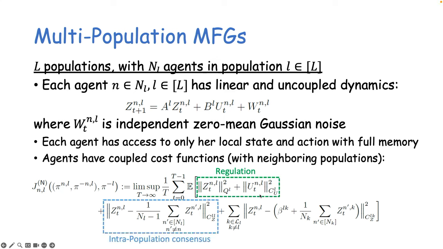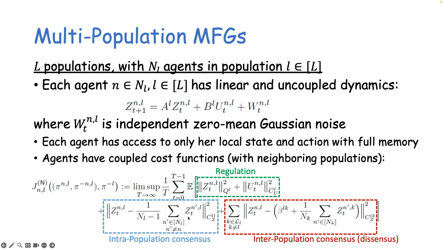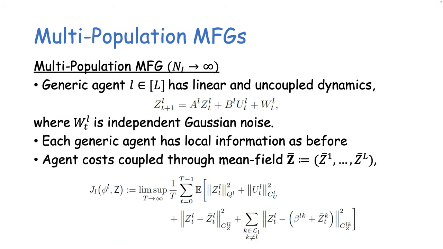And then the next is intra-population consensus. Each agent wants its state within the population to be as close to the average state of other agents within that population. And then the interpopulation consensus or dissensus is one where there is a positive term beta. Each agent in one population wants to be at a distance beta, and beta could change across populations, from the average states of other agents in other populations. So this is the one which accommodates both consensus and dissensus.